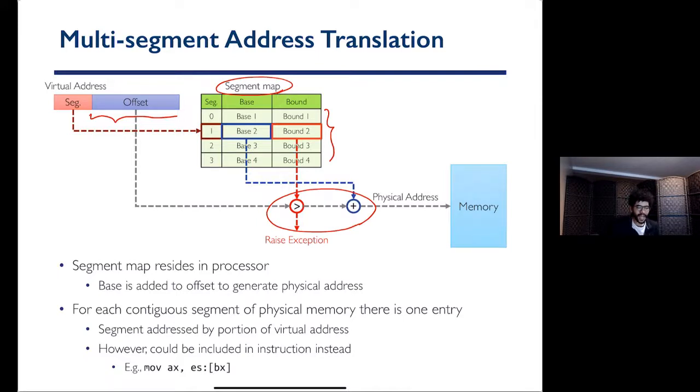Now, the way our addresses are going to look is basically like this. Whenever we have an address, we're going to look at the first few bits as the segment number, and then the rest of it as the offset.